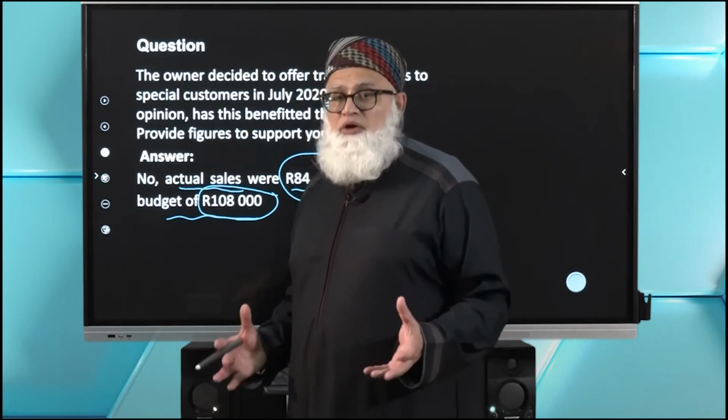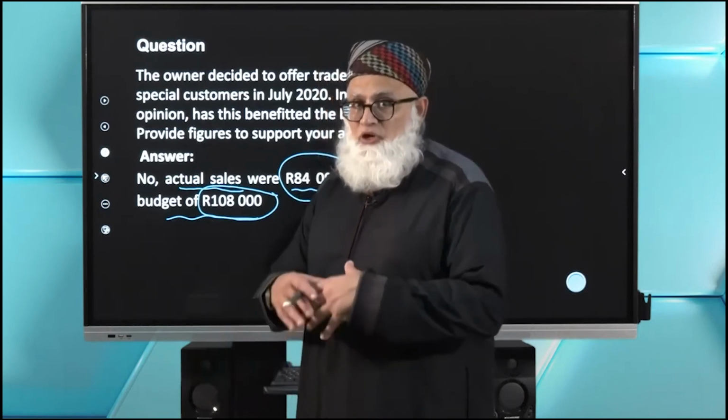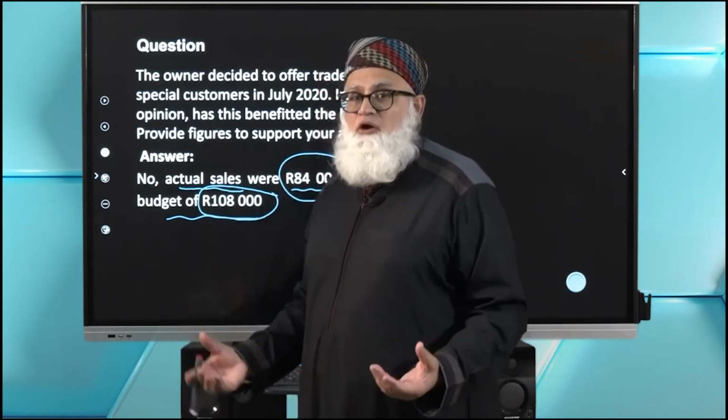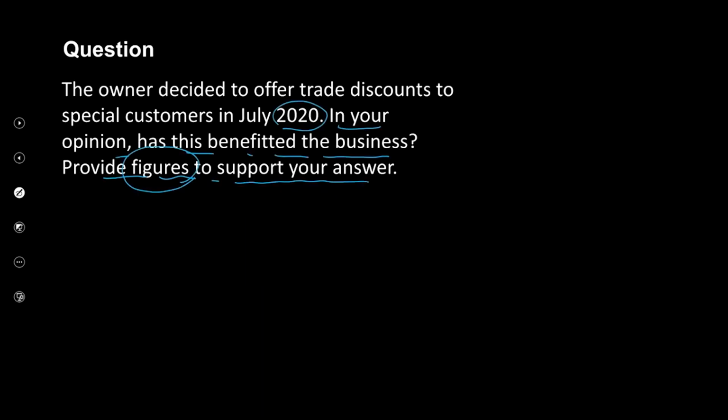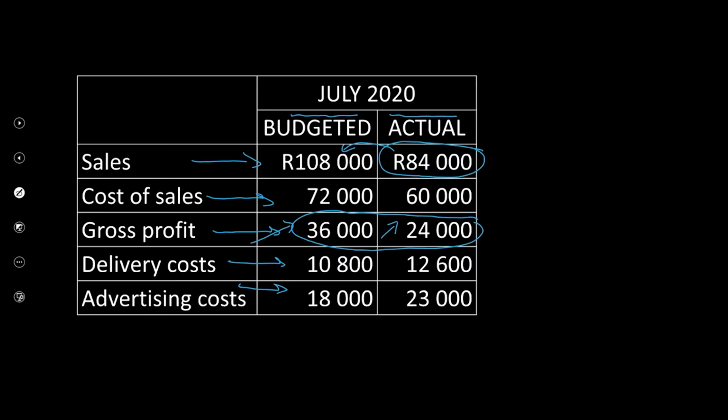It actually caused us, if we compare the two figures, to lose out. And I've shown you, when you compare the actual profit figure as well, you can see that you've not achieved your targeted gross profit of 36,000. Rather, you only realized a profit of 24,000 rand.